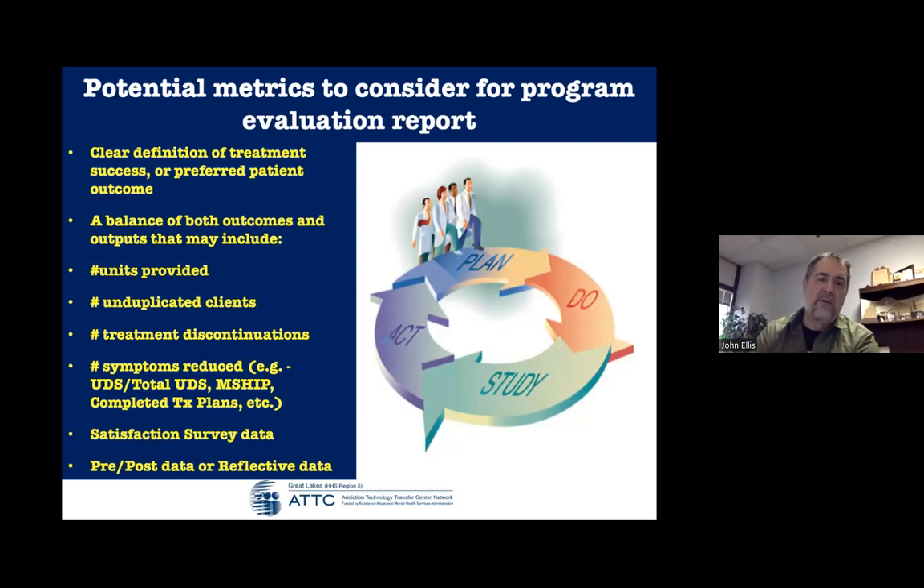A balance of both outcomes and outputs: units provided, unduplicated clients, number of people that drop out of services, symptoms reduced. There's a number of tools, and I could even send people some tools for symptom reduction. Satisfaction survey data, because sometimes this can tell you if there is a therapeutic alliance or not. And we know the therapeutic alliance is a really important factor in successful treatment.